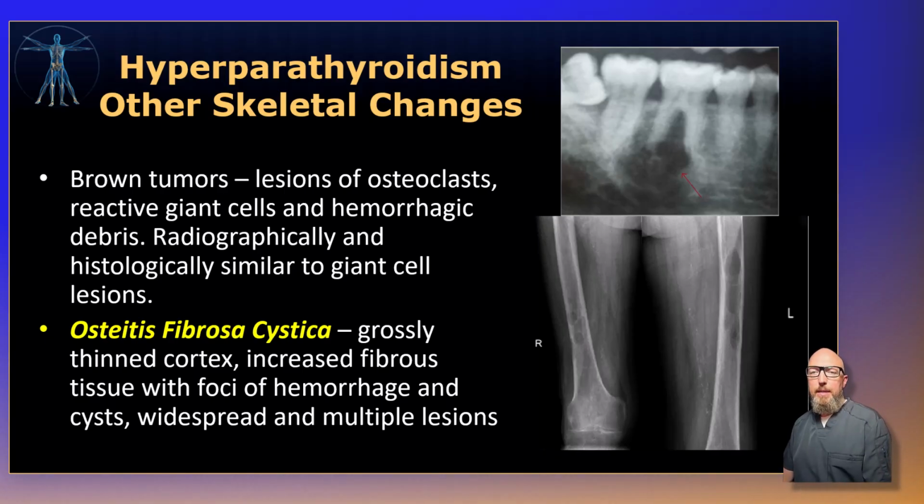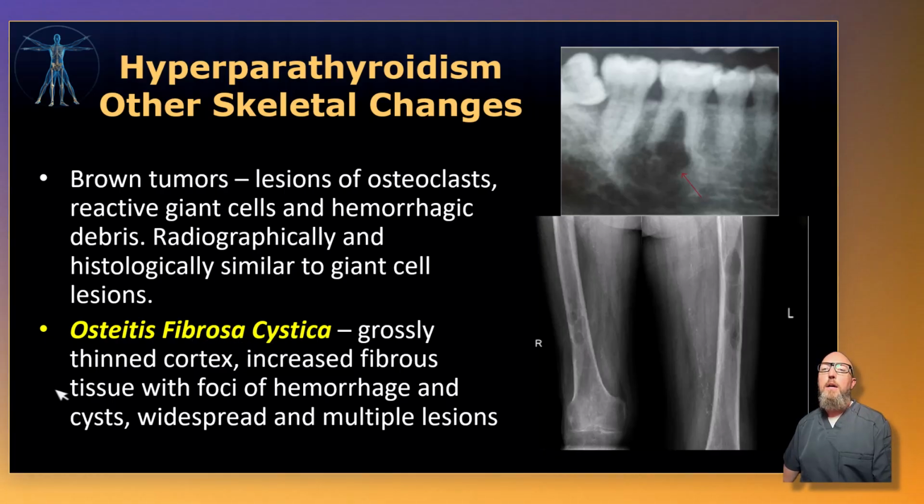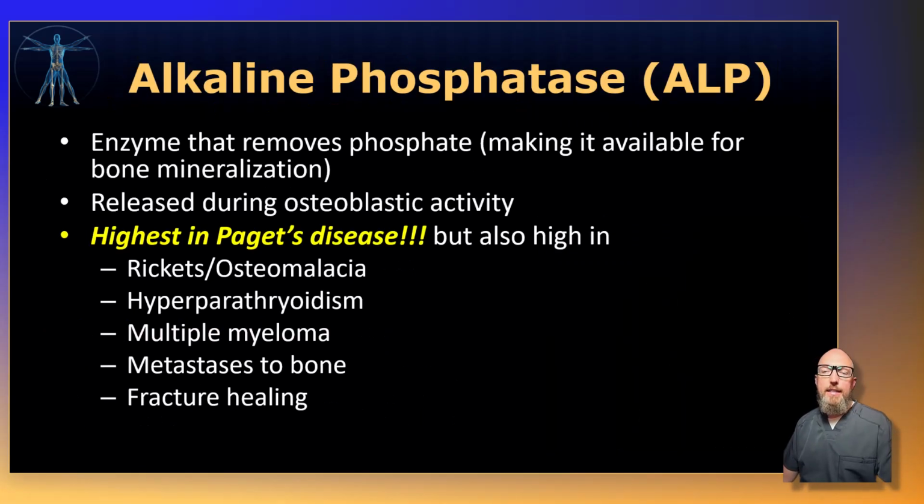And when it goes systemic and severe, you get osteitis fibrosa cystica. That's a great board term. I see it come up over and over on review material. So grossly, thin cortex, increased fibrous tissue with foci of hemorrhage and cysts, widespread multiple lesions. The combination of increased bone cell activity, paratrabecular fibrosis, and cystic brown tumors is the hallmark of severe hyperparathyroidism. All right, on to the next pathway.